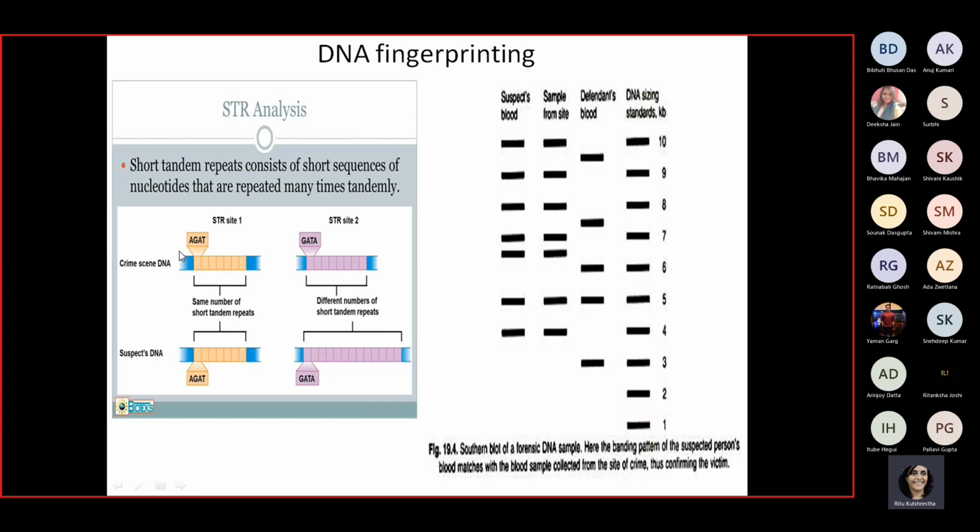Another option is that I design primers from either side of these tandem repeats, the ones shown in blue, and then do PCR and run it on a gel. Again, for a particular individual, I'll get a set of fragments, PCR amplicons, which are specific for that individual. Then I can compare this pattern with the pattern from another individual, and say that this belongs to this individual while this belongs to the other individual.